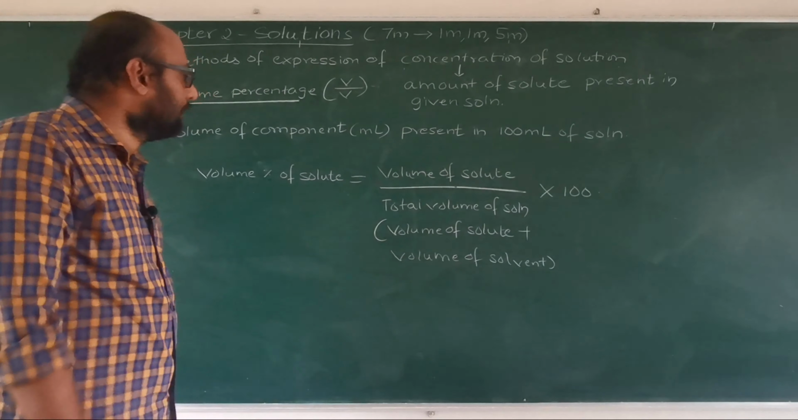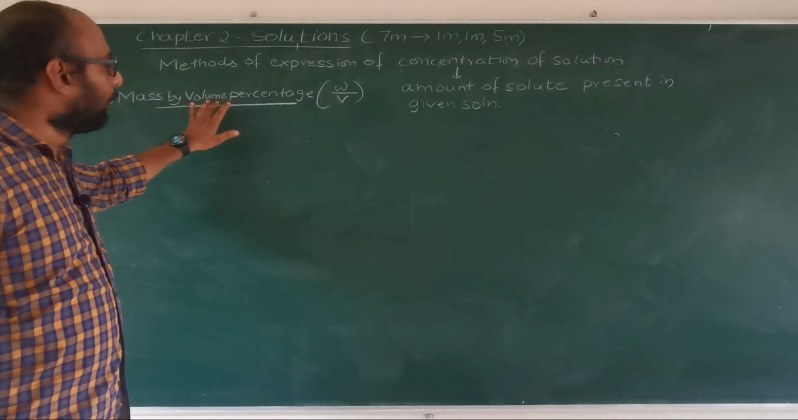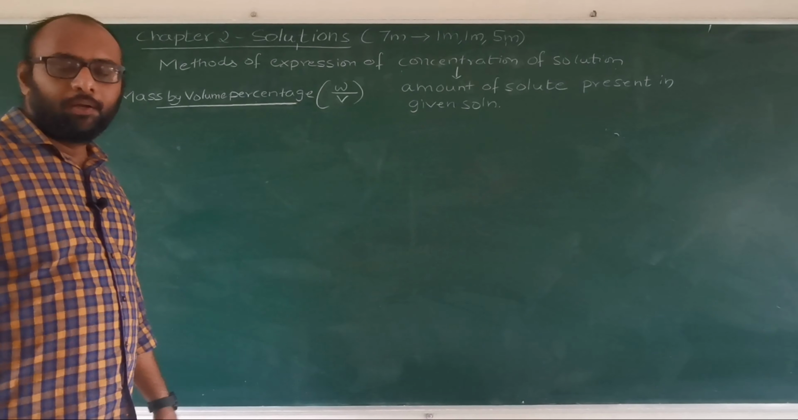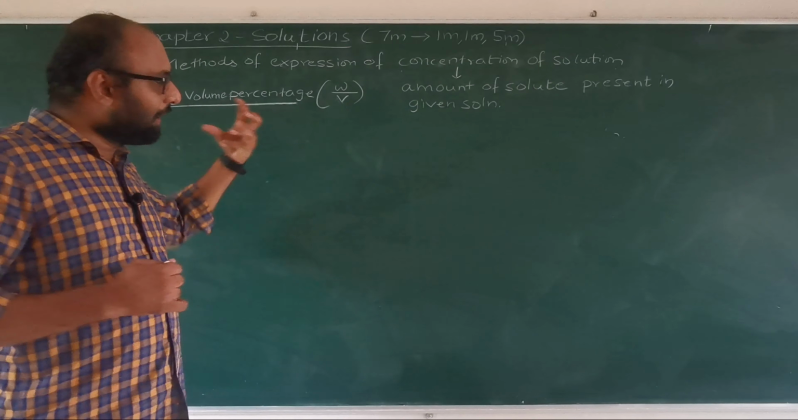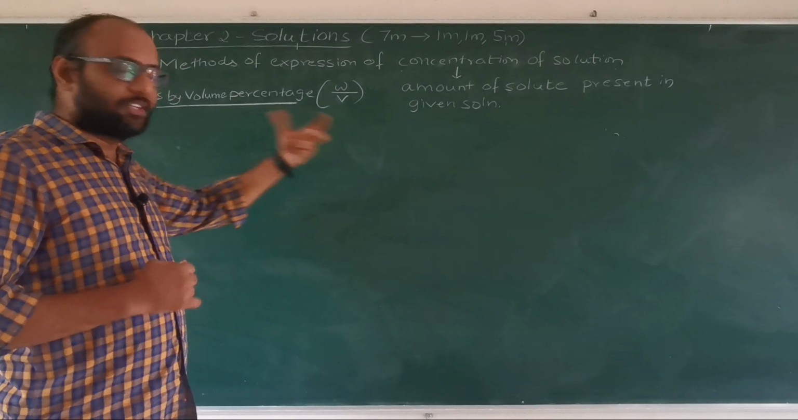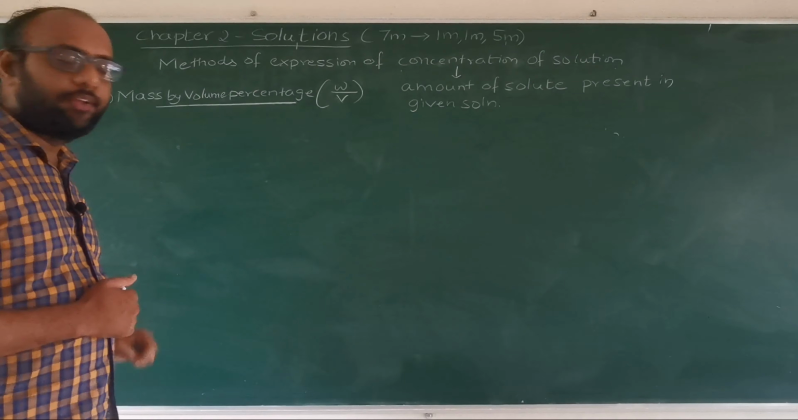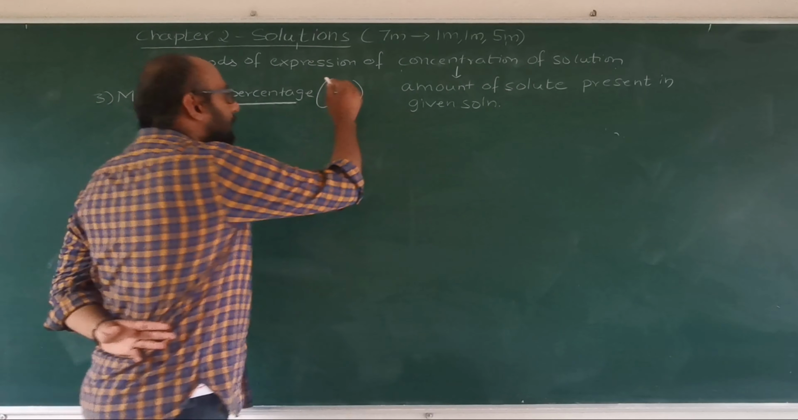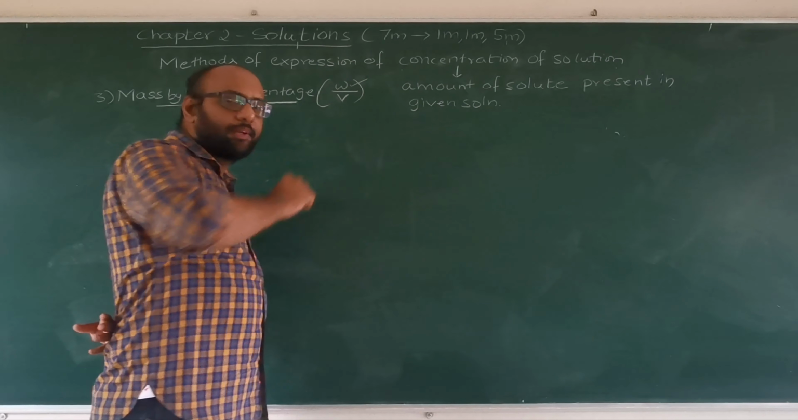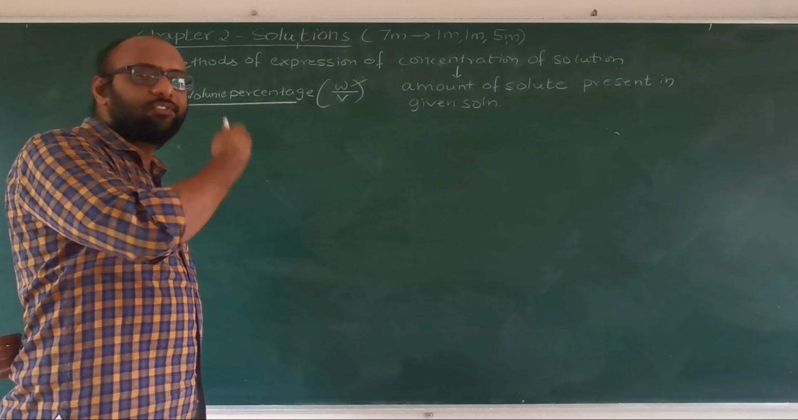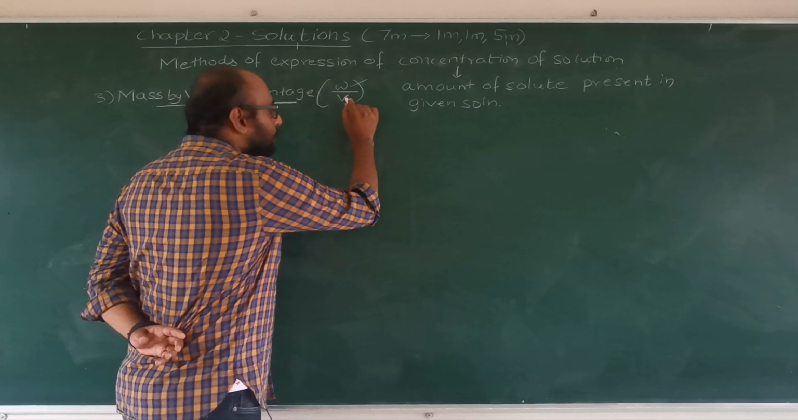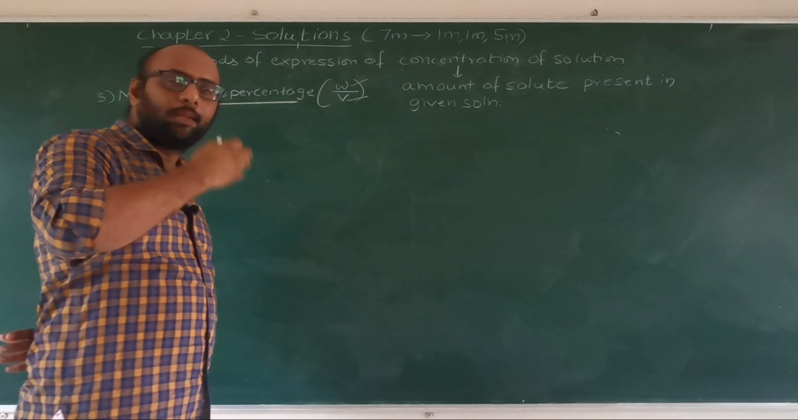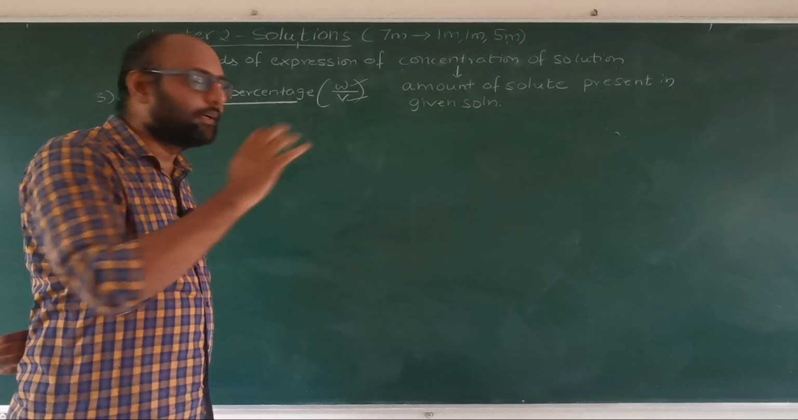Next, the last one, the third one, here we have mass by volume percentage. It is the mixture of mass percentage and volume percentage. We have mass by volume percentage. So, mass by volume. The component, it will be expressed in mass, it will be expressed in grams, whereas the solution, it will be expressed in volumes, in milliliters.